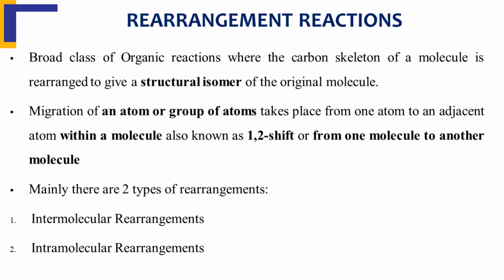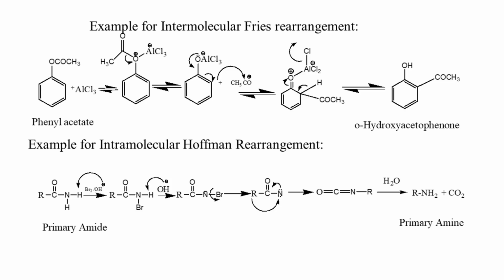There are two main types of rearrangements: intermolecular and intramolecular rearrangements. Here we see examples of both. The intermolecular Fries rearrangement involves the migration of an acyl group from one molecule to another, while the intramolecular Hofmann rearrangement involves the migration within the same molecule.